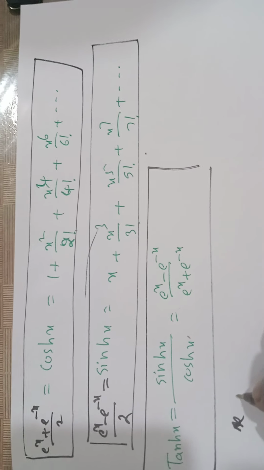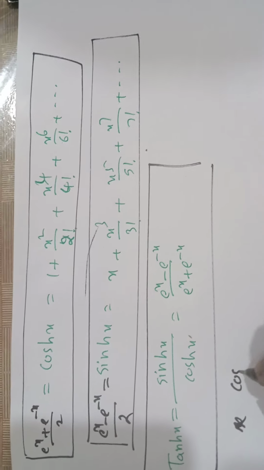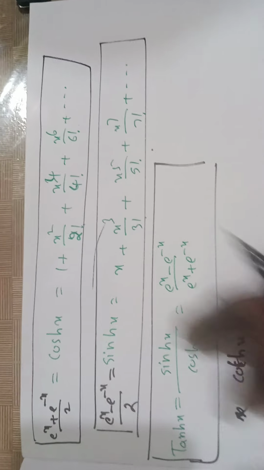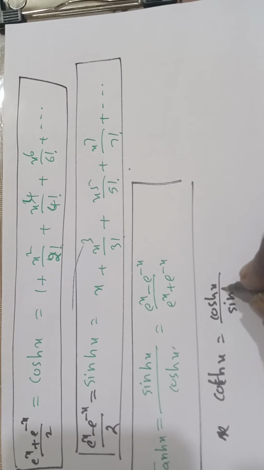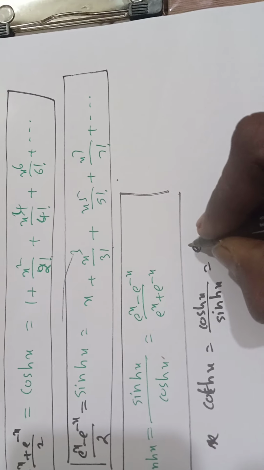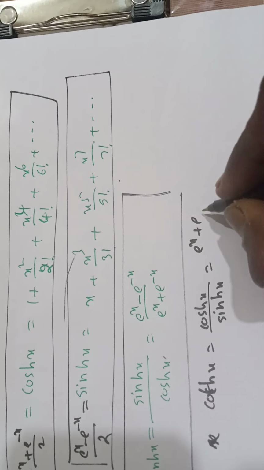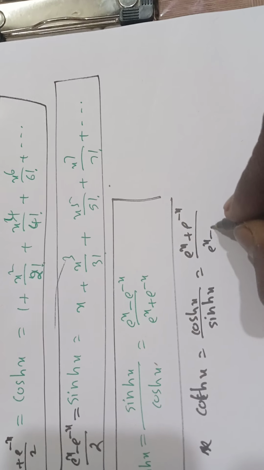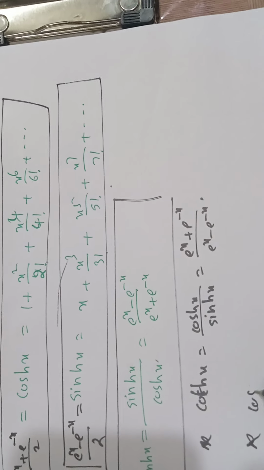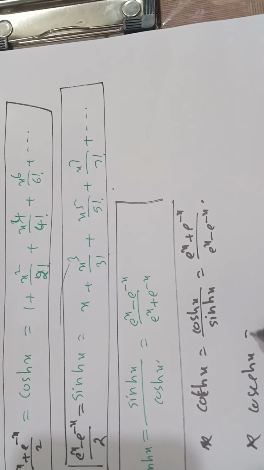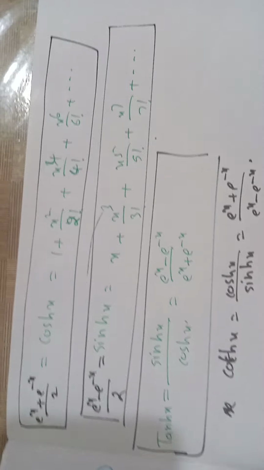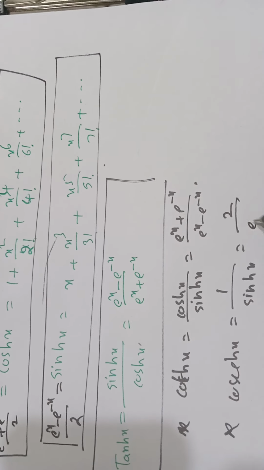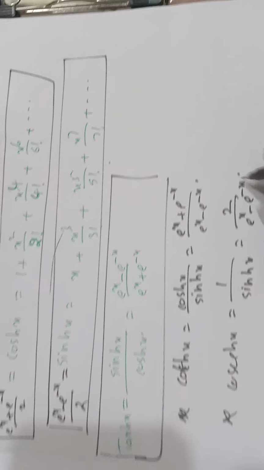Now one more thing, this is very important for you to write cot hx. Cot hx, you can write reversely as cos hx by sin hx. So in the exponential form we take the reciprocal: e power x plus e power minus x by e power x minus e power minus x. And cosecant hx is nothing but 1 by sin hx, remember. Since sin hx is equal to e power x minus e power minus x by 2, cosecant hx will be 2 by e power x minus e power minus x.